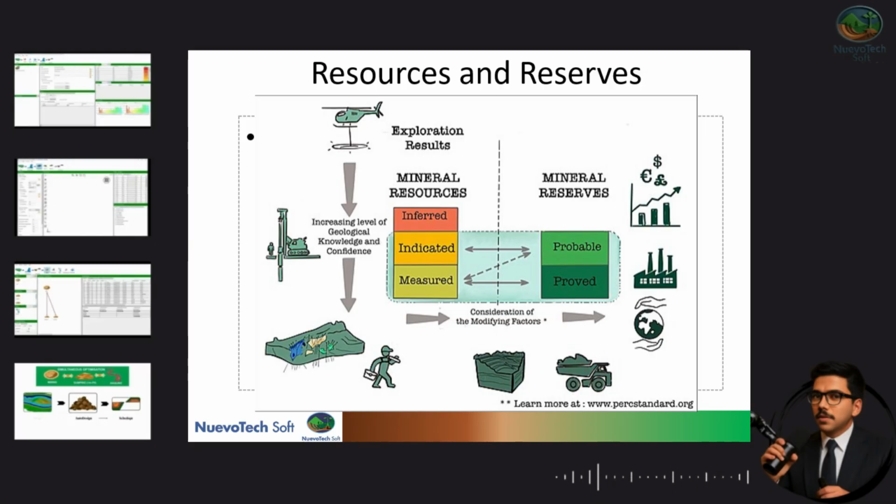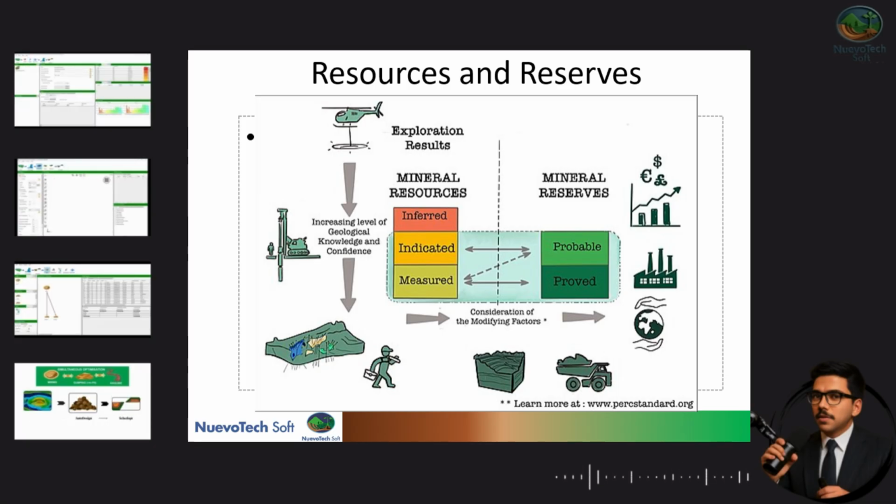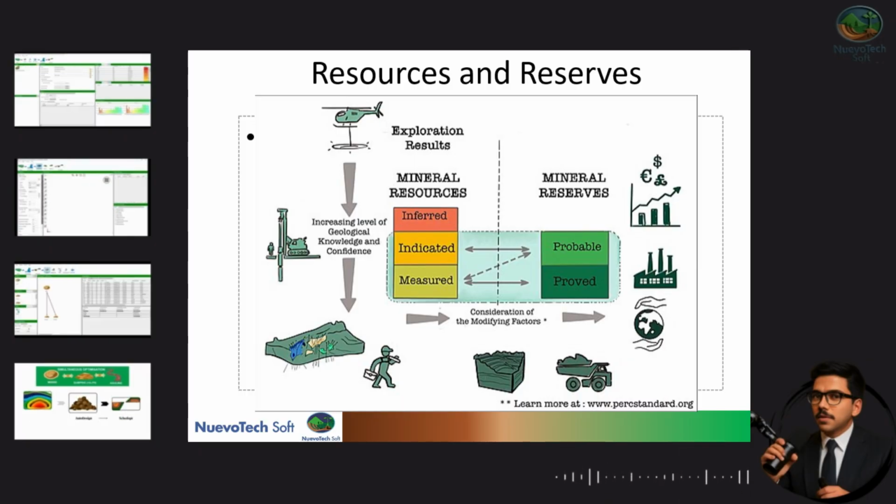For instance, if our MineOpt pit optimization says we can profitably mine 10 million tons of 2 grams per ton ore, we can report those 10 million tons as ore reserves, but the rest of the resource stays just as a resource, maybe low grade or too far from the pit.